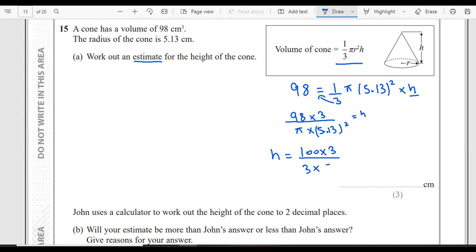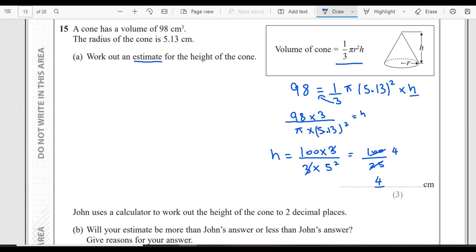3 multiplied by 5 squared. 5.13 cancelled. 100 divided by 25. And that is going to give you 4, right? So the answer is 4. And in the marking scheme, they're saying the answer should be between 3.5 to 4.5. And yes, they have used the same thing like us.